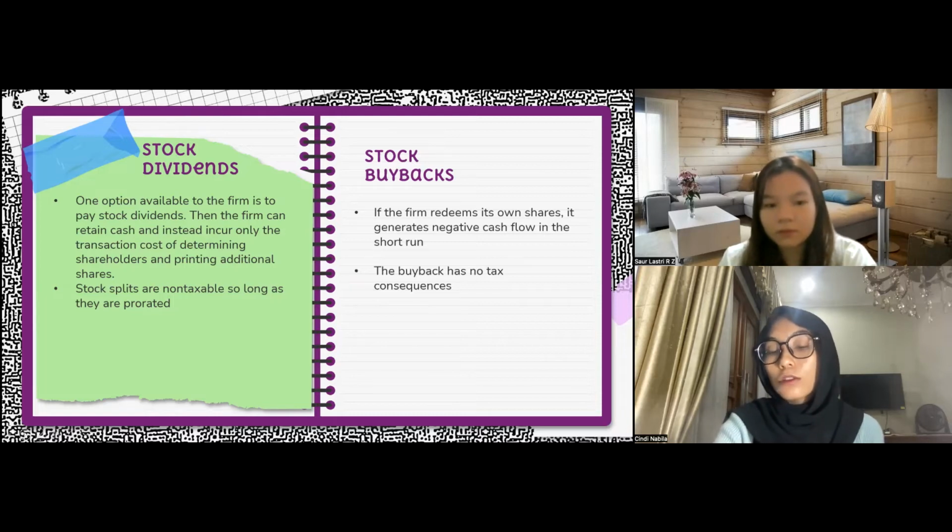The buyback also has no tax consequences to the firm, but the shareholders usually recognize a capital gain or loss on the difference between the redemption price and their tax basis in the shares.